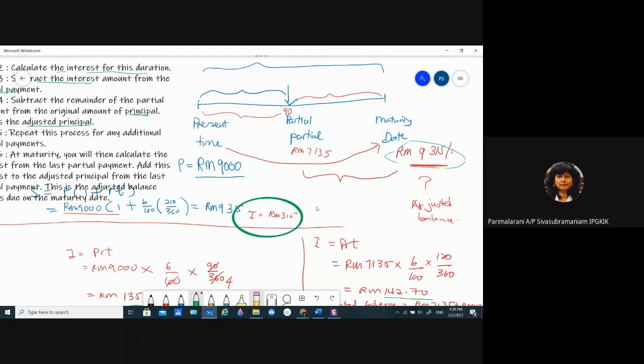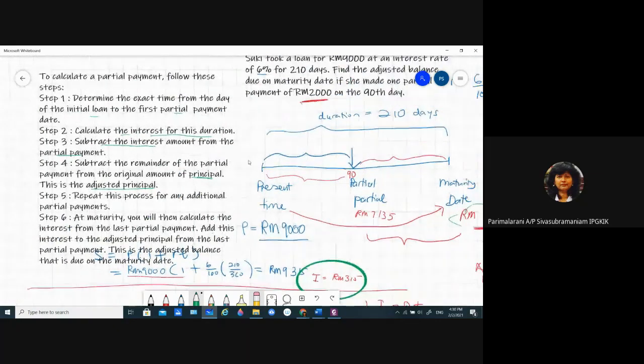So when you do partial payment, you must calculate the interest from the first day until the date of the partial payment. And then that interest you must minus from the partial payment. Whatever is remainder, you minus from the principal. Okay, so that is your new principal now. Then you calculate the new interest from the new principal to the end, and you add the new interest to the new principal. That is your final payment. Okay, this is what we mean by partial payment.